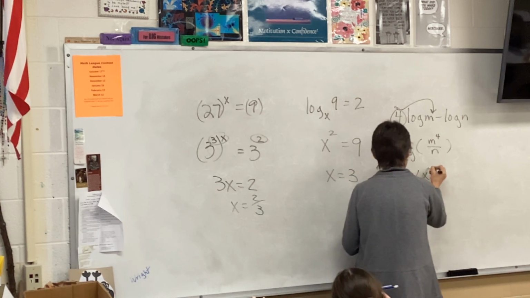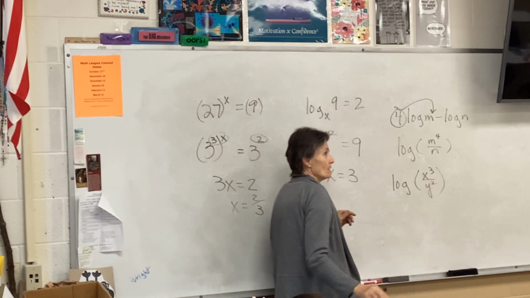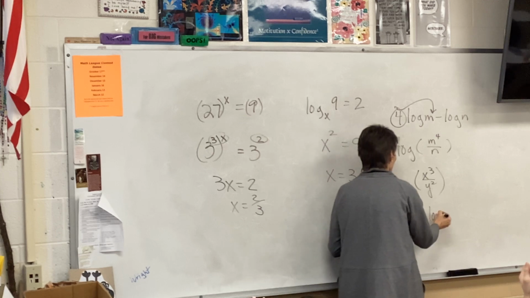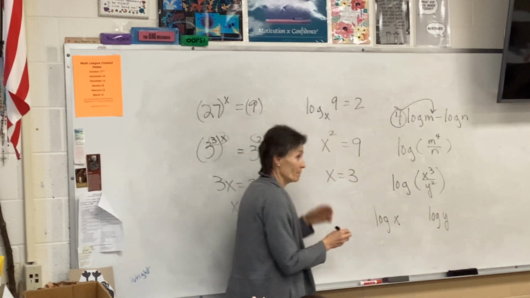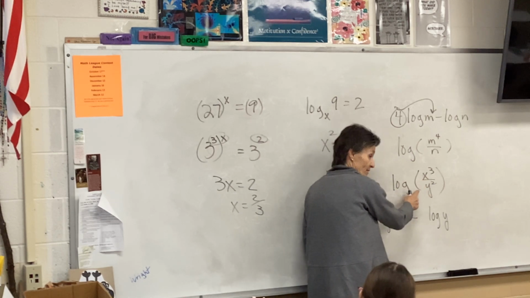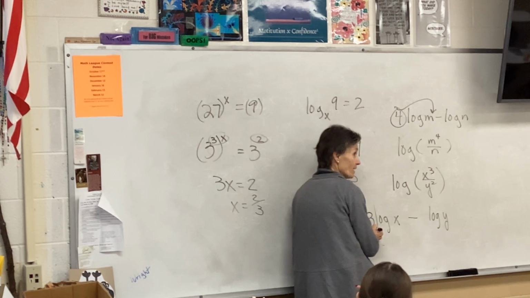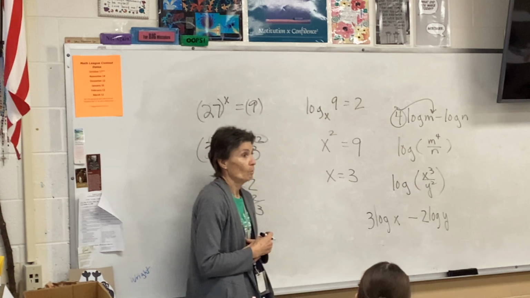Number 6 is the opposite. 6 says expand this. So you're going to have a log x and a log y. That's how it's going to be expanded. It's going to be a minus in between because you put a division. 3 in front of the x logarithm and a 2 in front of the y logarithm.